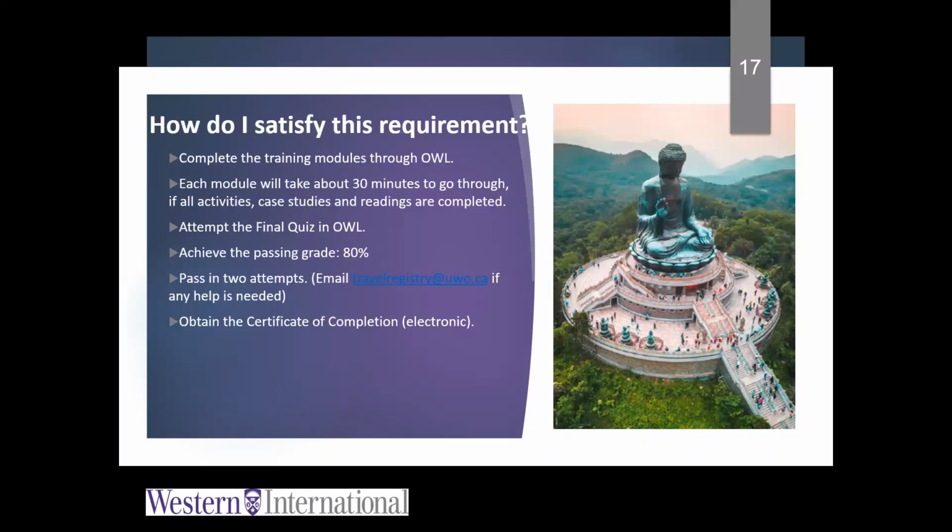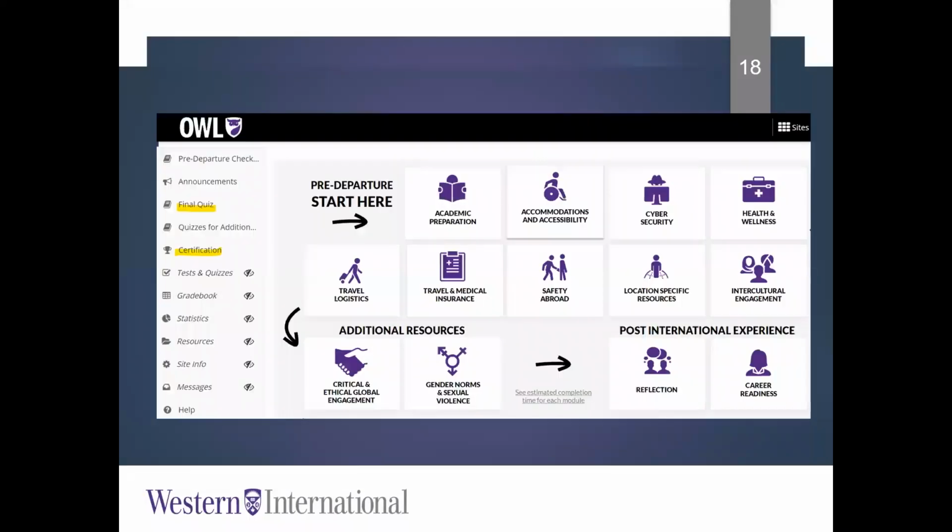Then after you pass, you will be able to see the electronic certificate of completion in your OWL account, and you need to upload that to travel registry. I'm going to talk about travel registry in the next step. The deadline to complete this is at least 3 weeks before your departure date. And you can start from this link when you are ready. And this is how it will look in your OWL, and you can see all the modules there, and you can access the final quiz and certification on the left-hand side.